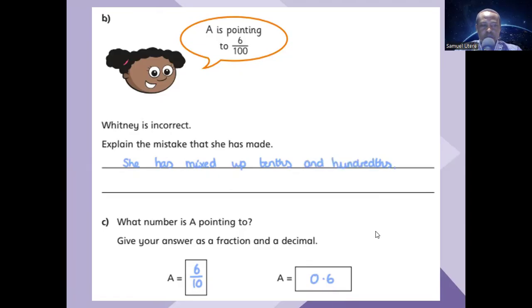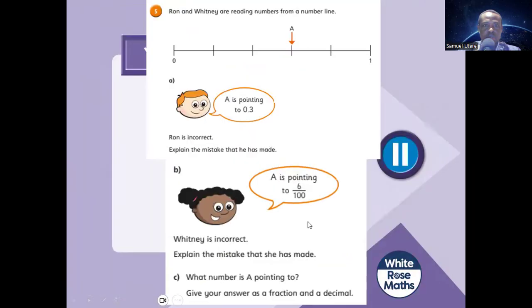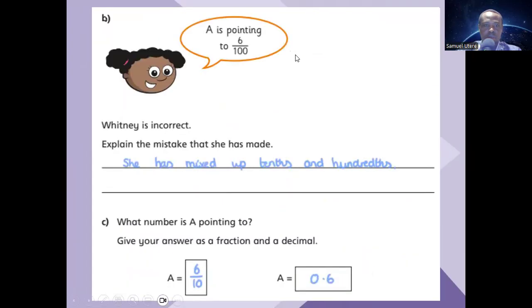Next, what number is A pointing to? Of course, going to the number line, you can find out what number A is pointing to by working out the intervals. So between 0 and 1, we have 1 as the value, and we have 1, 2, 3, 4, 5. So 1 divided by 5 will be 0.2. So each interval should be 0.2. So that should be 0.6, which is 6/10.